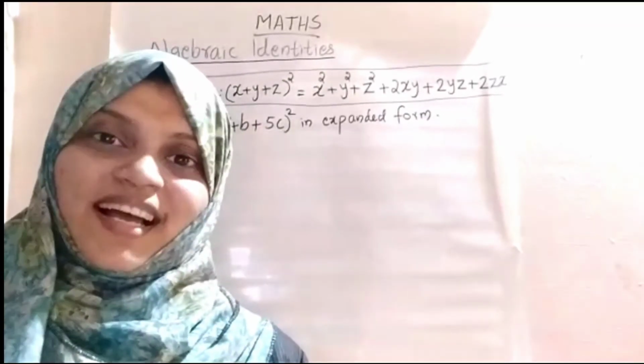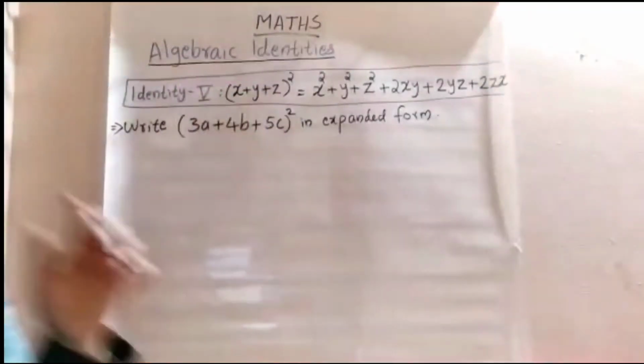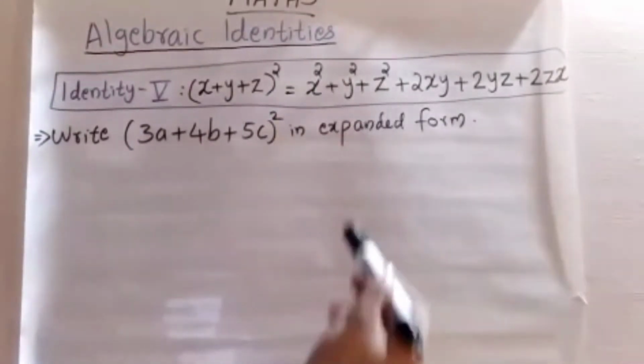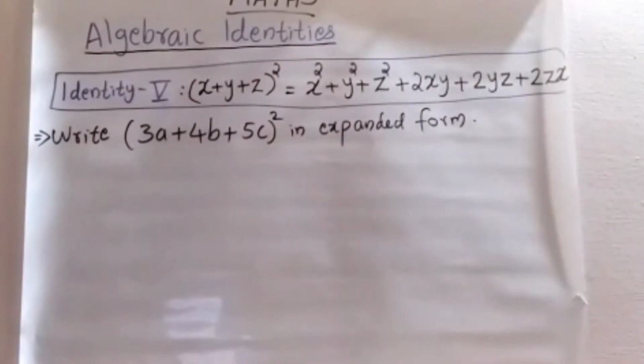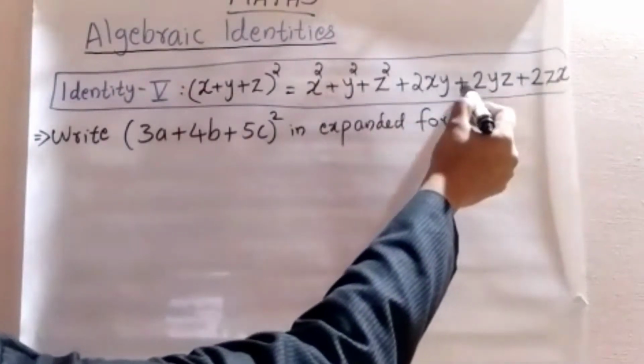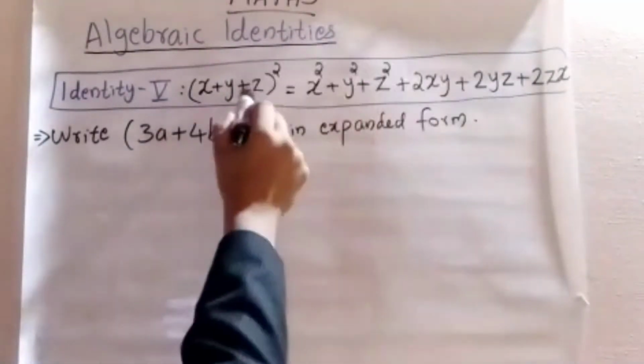Okay dear students, let's discuss a problem related to the fifth identity. The fifth identity is (x + y + z) whole square is equal to x square plus y square plus z square plus 2xy plus 2yz plus 2zx. See, this RHS is the expanded form of the LHS.